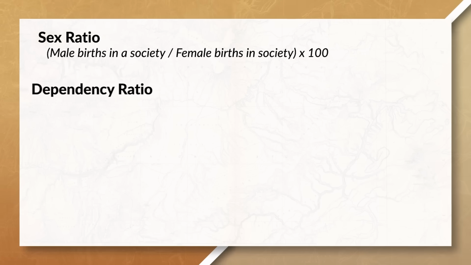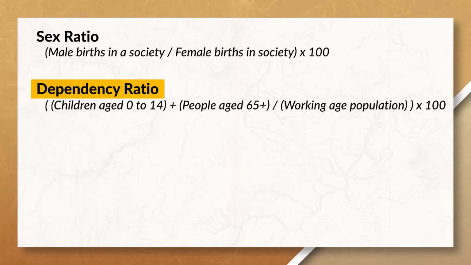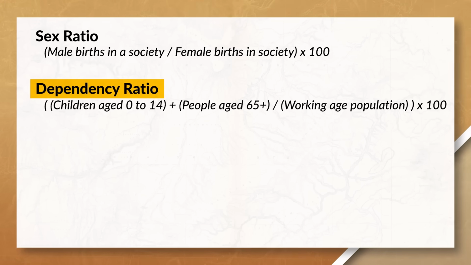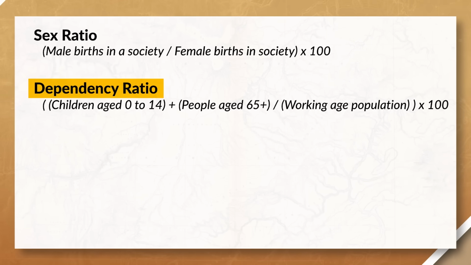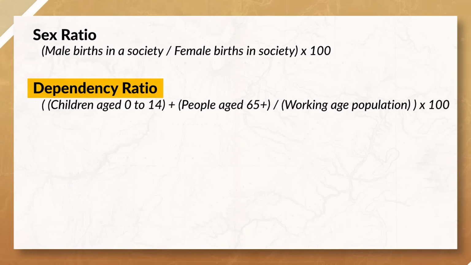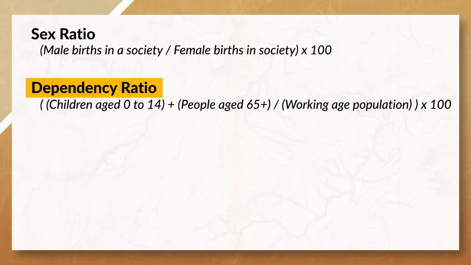Next is the dependency ratio, which gives us insight into how many people a society needs to support. The higher the number is, the greater the burden there will be on the working population. To find this ratio, you take the number of children aged 0 to 14 and add the amount of people who are 65 years or older, then divide by the working age population and multiply by 100.